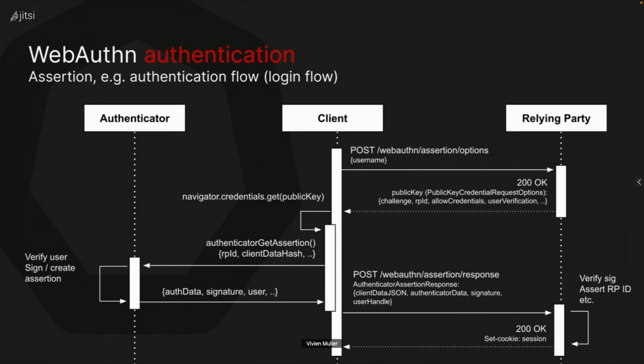And then the authenticator will provide authentication data, the signature, and information about the context. Then the client will send this assertion response back to the server with the client data JSON, the authenticator data, the signature, and the user handle. And then the relying party will verify the signature, assert the RPID, so make sure that this signature is actually the signature for this site and not another site, and proceed with logging the user in.